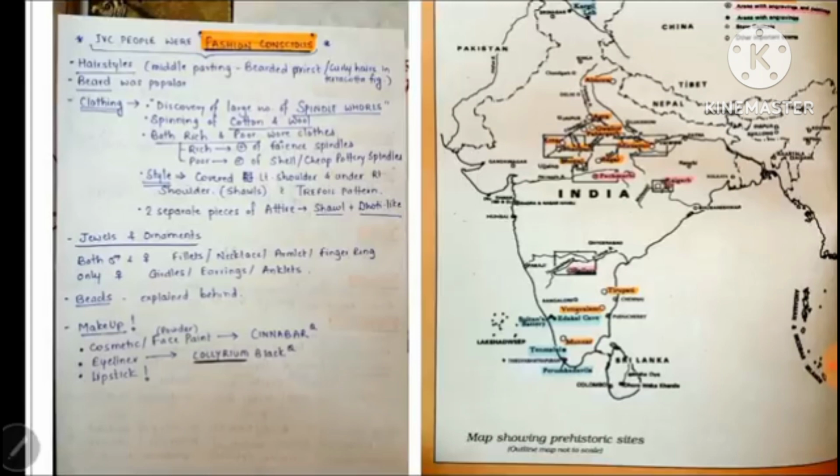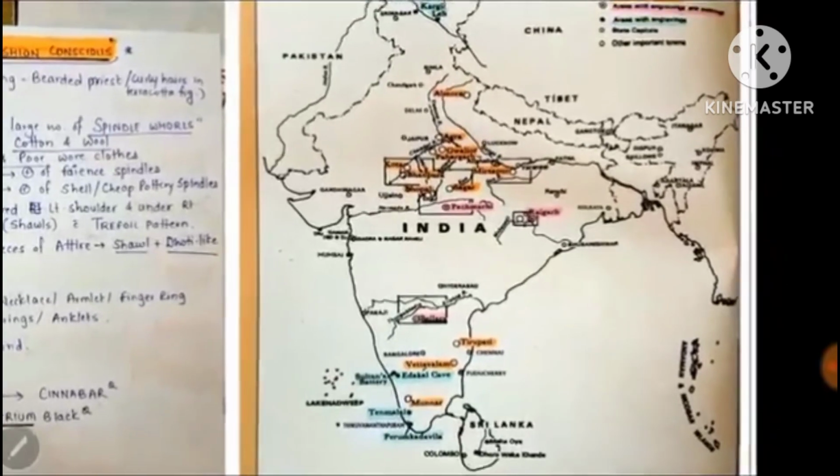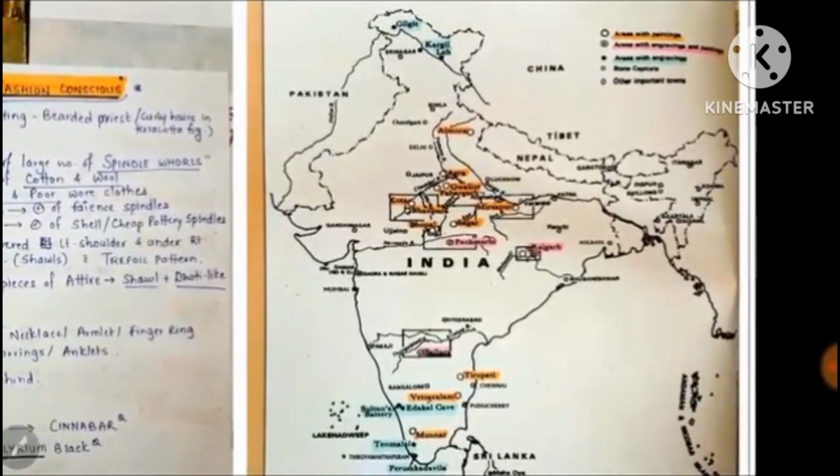This map I found really very interesting, and there are lots of names, but just try to remember the important ones, like the areas with engravings. So there can be a straightforward question on this.